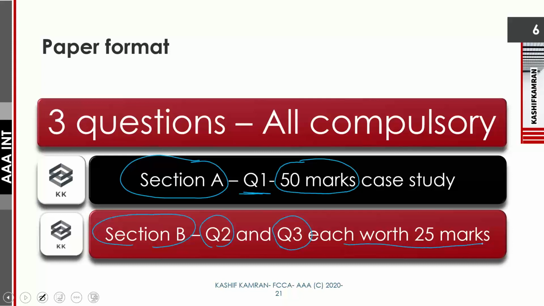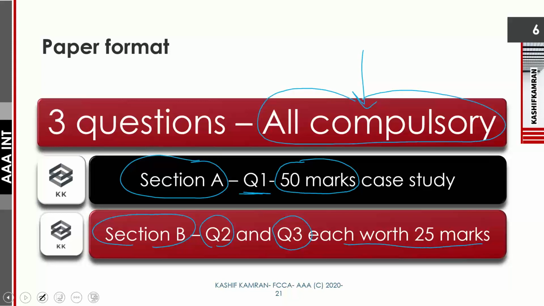So you have in total 3 questions, 1 for 50 marks and 2 for 25 marks, making up a 100 marks paper. But do remember that all are compulsory questions, so there is no choice. So 3 questions, section A, section B. 1 question for 50 marks and 2 questions for 25 marks.